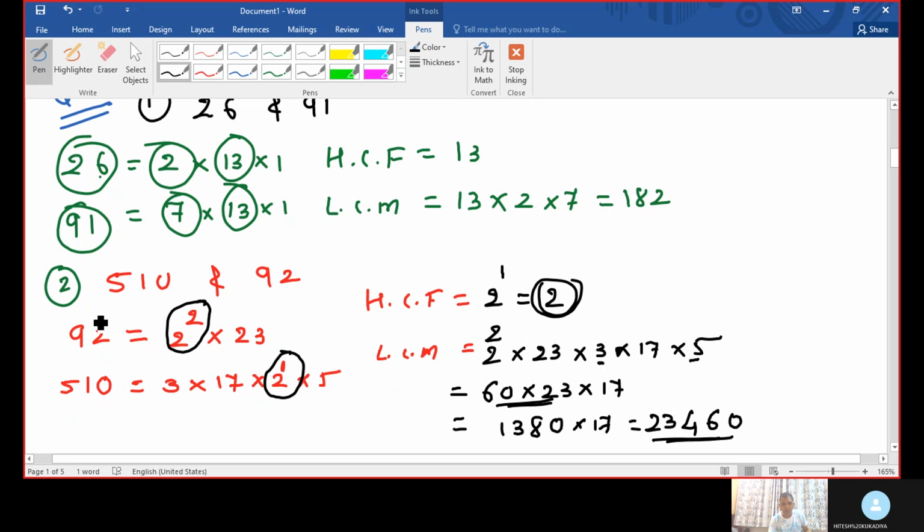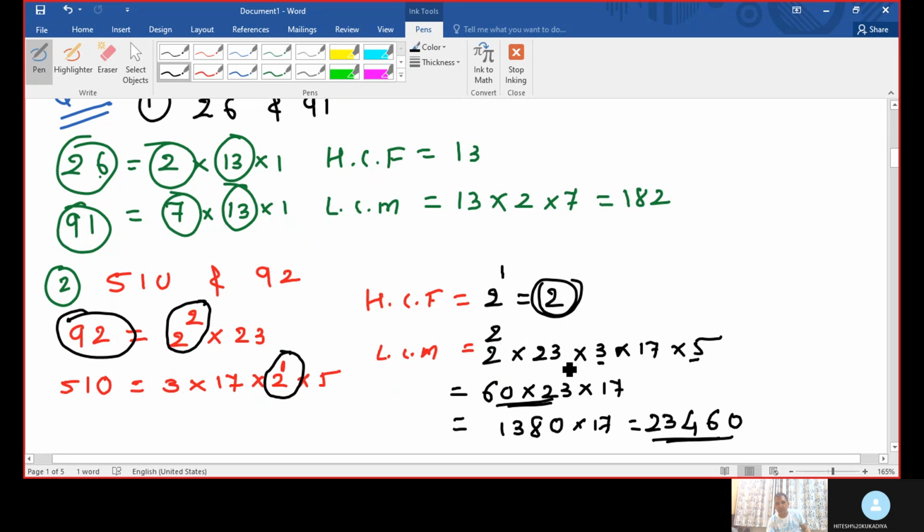Okay. Now speak your table 92. So 92 multiplied by 5 into 17 into 3. Answer is 23,460. Right? Okay. And 510 multiplied by which number? The answer is 23,460. Check your notebook.